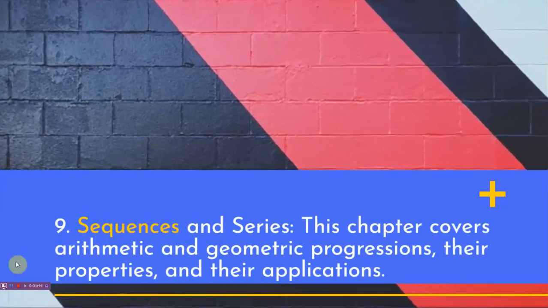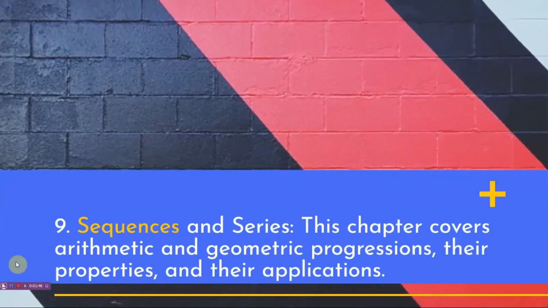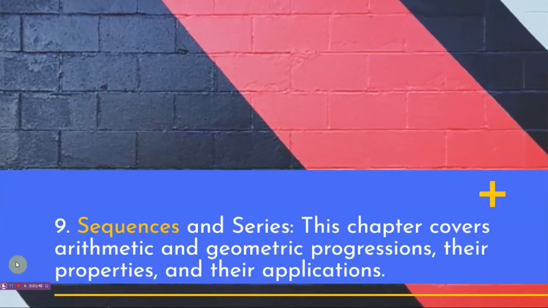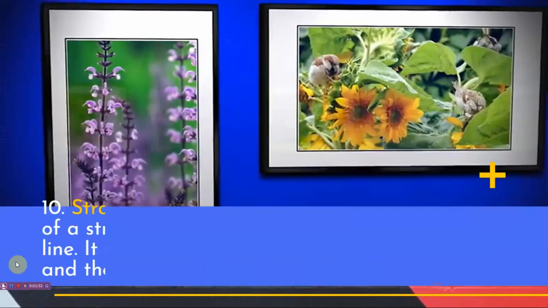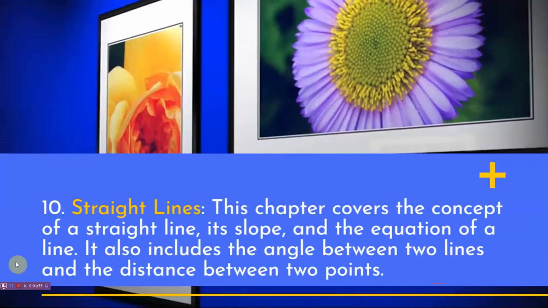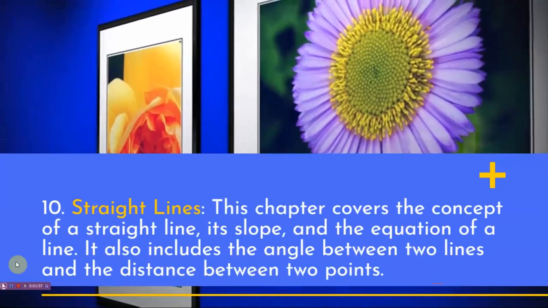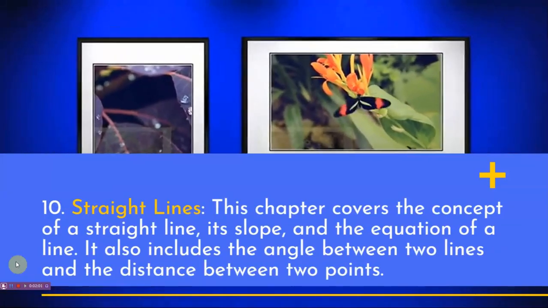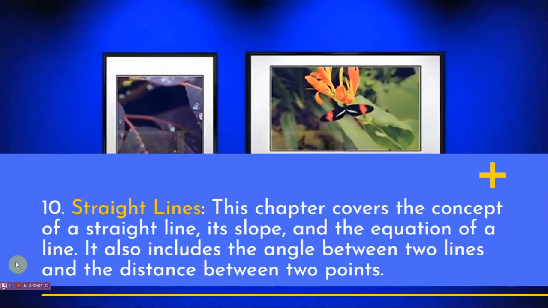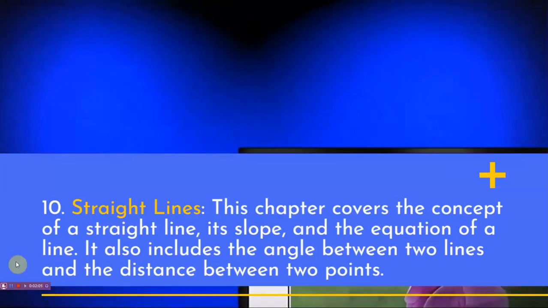9. Sequences and series. This chapter covers arithmetic and geometric progressions, their properties, and their applications. 10. Straight lines. This chapter covers the concept of a straight line, its slope, and the equation of a line. It also includes the angle between two lines and the distance between 2 points.